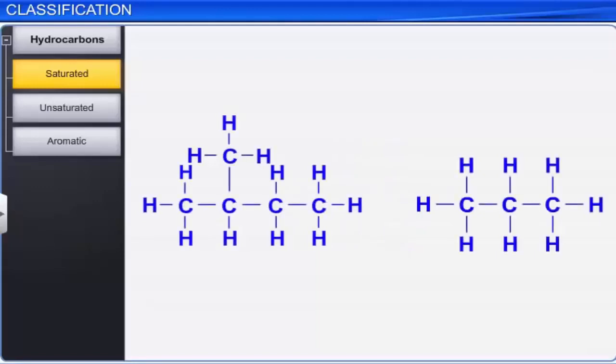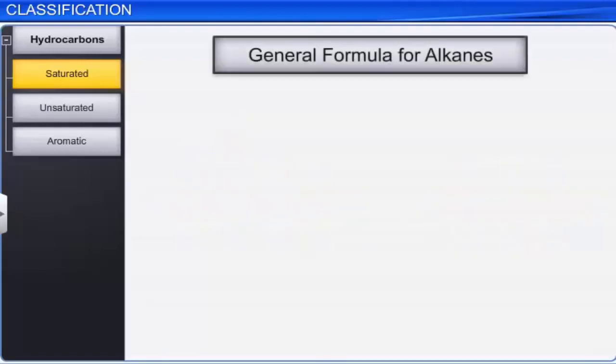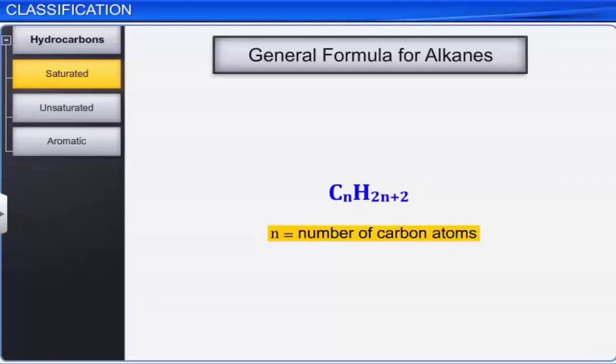Saturated, open-chain or acyclic hydrocarbons in which carbon atoms are linked by straight or branched chains are called alkanes. The general formula for alkanes is CnH2n+2, where n is equal to the number of carbon atoms present.